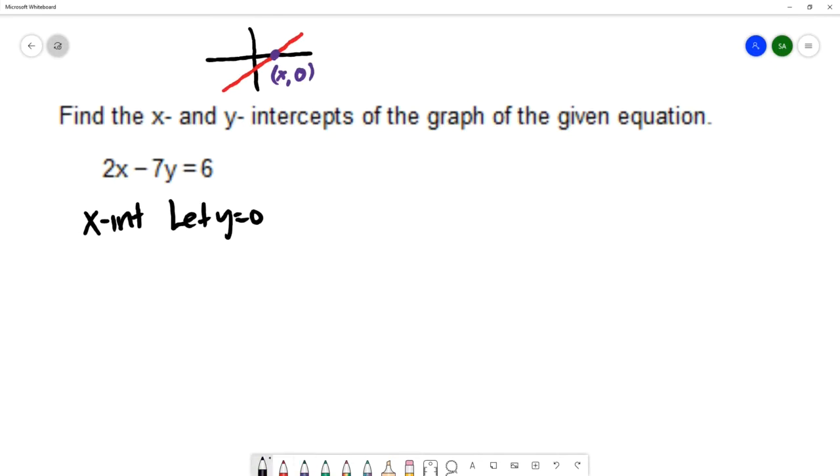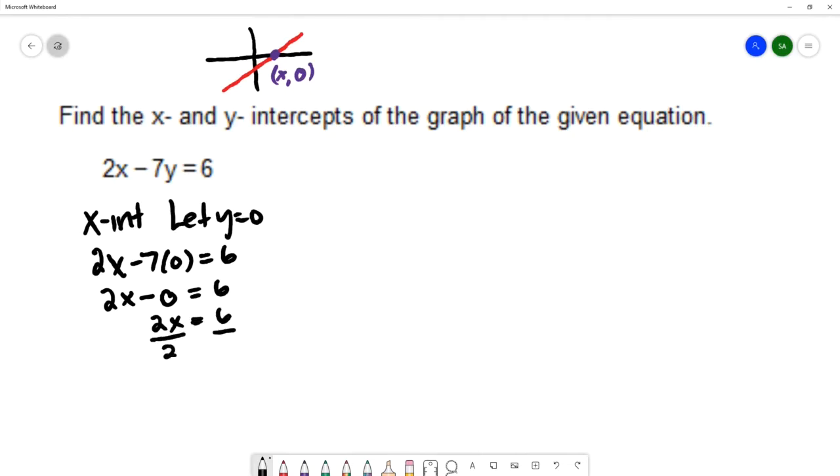So in the equation, we let y equal 0. That gives 2x minus 7 times 0 equals 6. 7 times 0 is 0, so we have 2x minus 0 equals 6. 2x minus 0 is 2x. And then we'll divide both sides by 2 to get x equals 3. So that means that we'll have an x-intercept at 3, and sometimes we're asked to write that as ordered pairs. So we would have the ordered pair (3, 0).